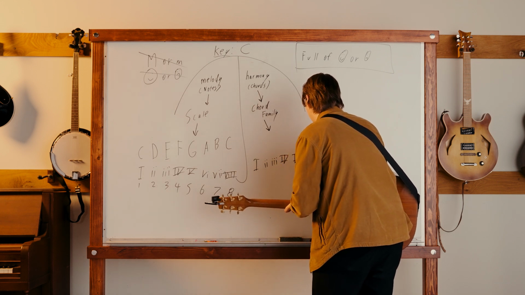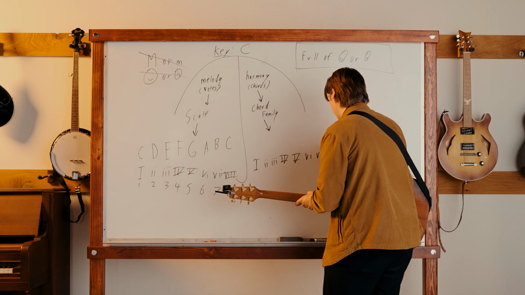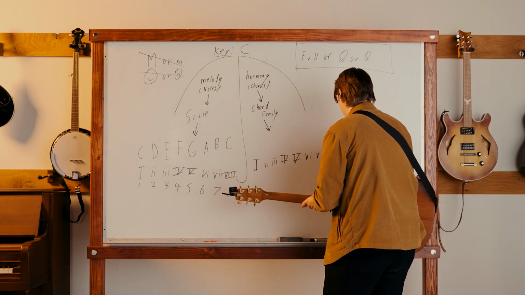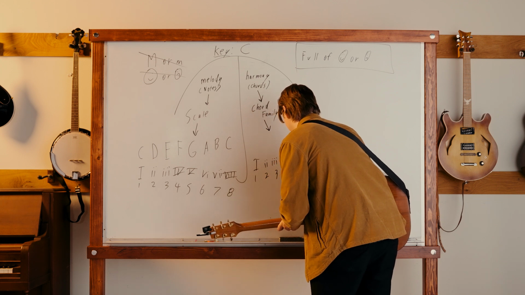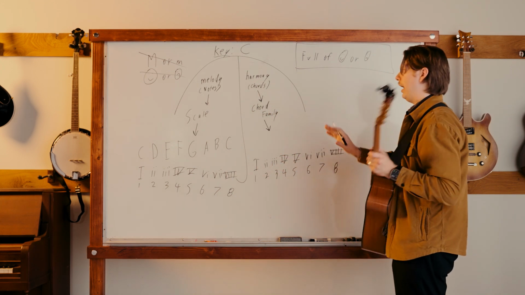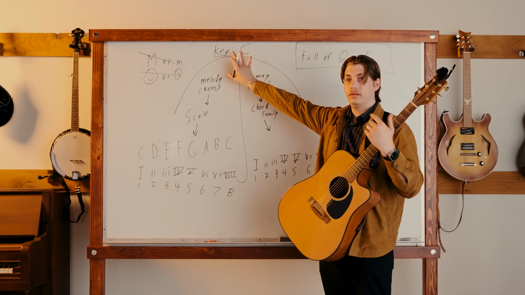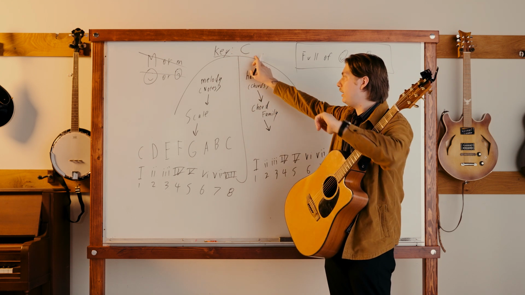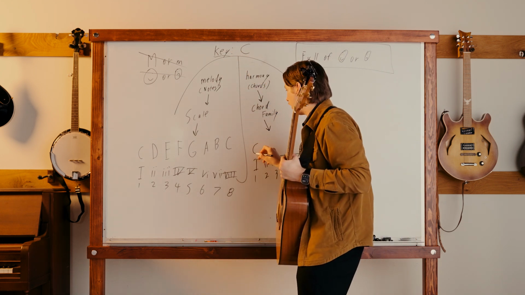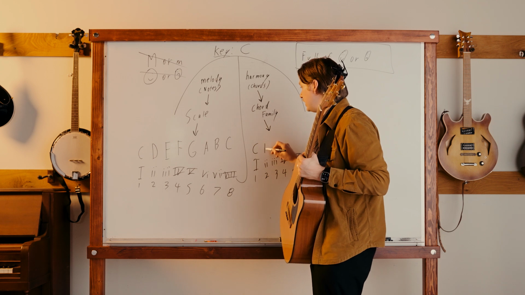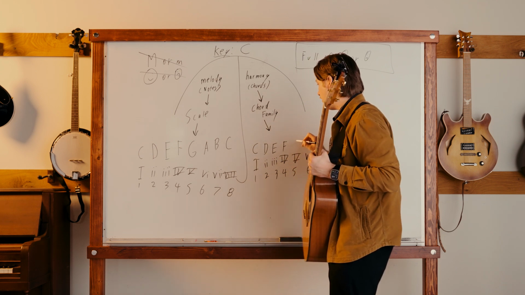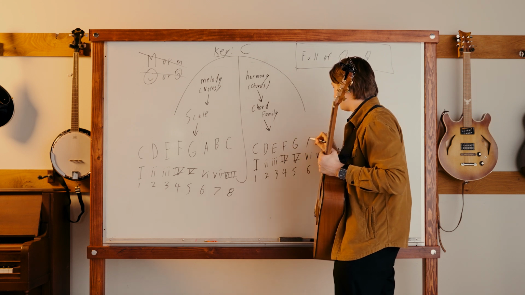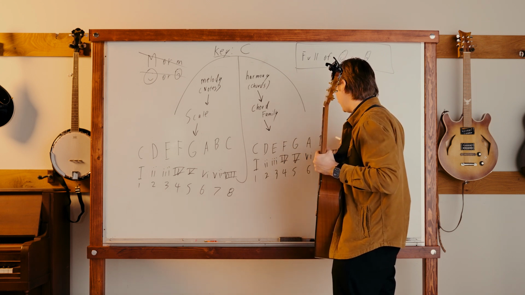Okay? These are the Roman numerals. And I'm going to write this here to help you. Okay? And we're going to start, what key are we in? Okay, we're still in the key of C. So we're going to write a C right here. And then we're going to go D, and then E, F, G, A, B, C.